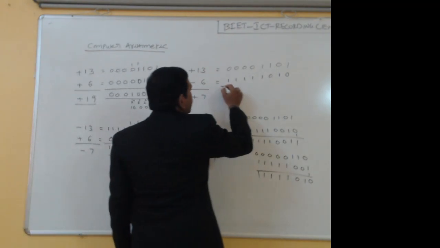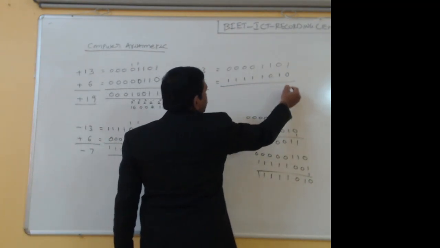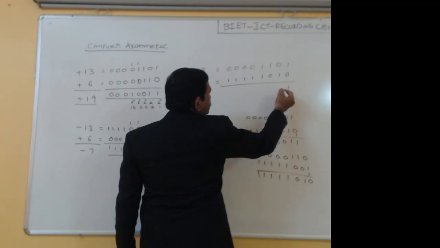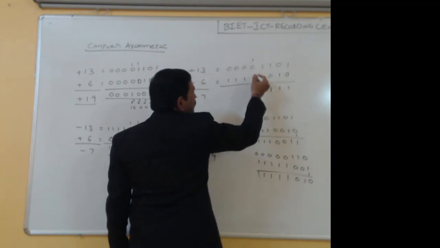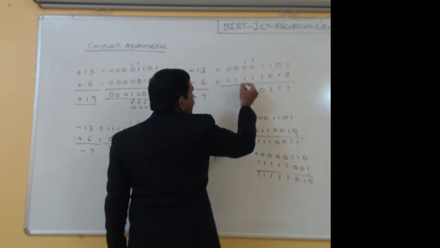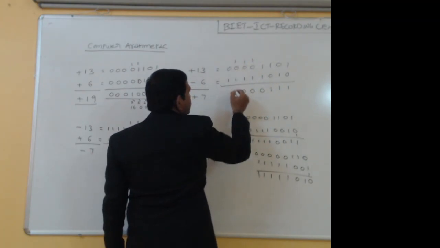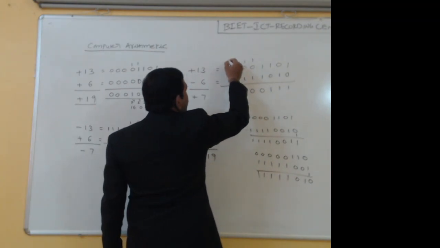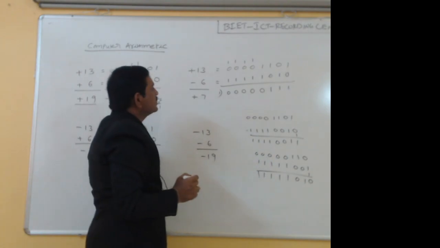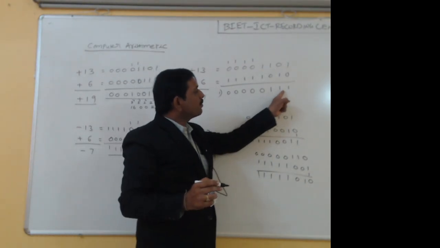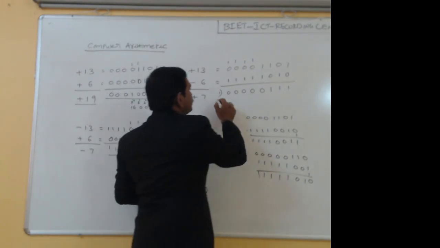Now, by adding these two numbers again, 1, 0, 1, 1, 1, 0, 1, 1, 1, 0, carry 1, 1, 1, 0, carry 1, 1, 1, 0, carry 1, 1, 1, 0. Carry is neglected here. This value equals plus 7. Triple 1 is equal to plus 7.